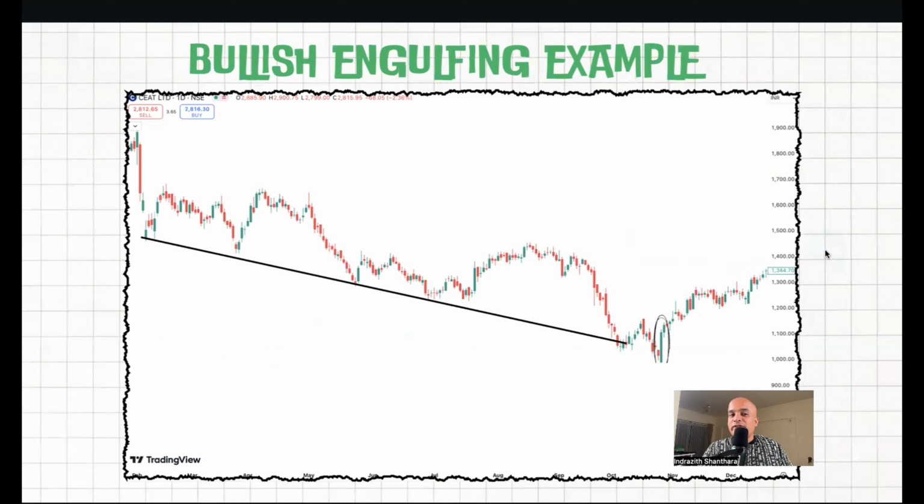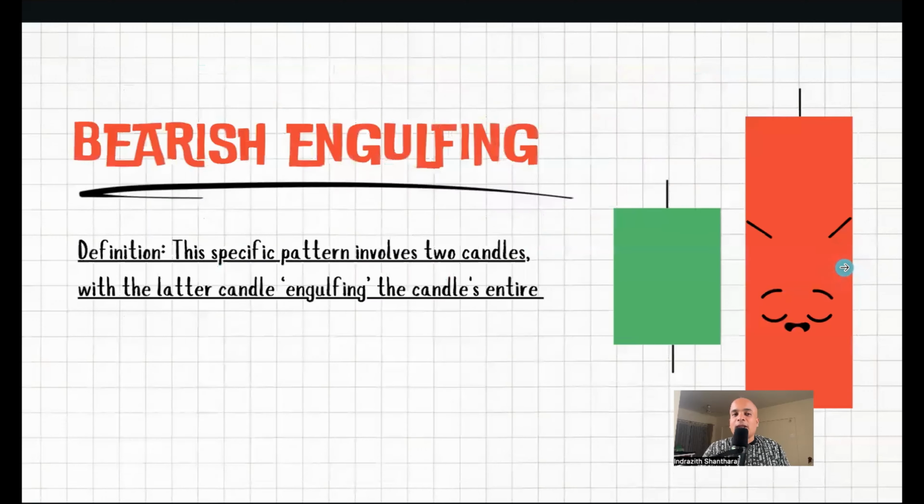Now, one more bullish engulfing pattern. You can see this is the CET Limited daily chart. There is a support trend line, and you can see there is a big bullish engulfing pattern which occurred exactly at the support trend line. And you can see what happened after that, right?